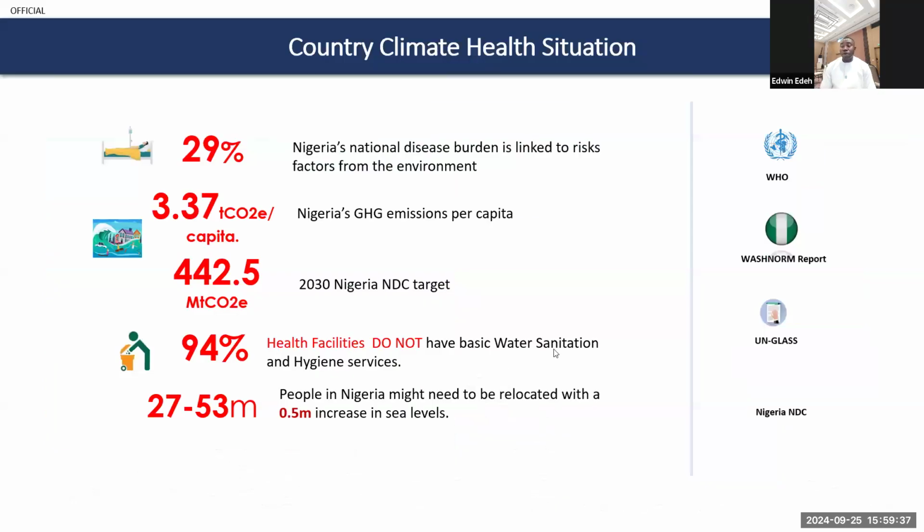Currently in Nigeria, 29% of the national burden of disease is attributable to environmental risk factors. Here we are looking at the combination of water, sanitation, hygiene, and climate-related risks. Nigeria has already signed the Paris Agreement of 2015 on climate change, and it is part of the climate negotiations of the UNFCCC. Greenhouse gas emission in Nigeria is about 3.37 tons of CO2 equivalent per capita. In our NDC, which was updated last year, we have set a target to reduce our emissions to 442.5 metric tons of CO2 equivalent. These are real evidences, and there are predictions that some coastal communities are going to have a lot of displacement affected by flood levels. So indeed, Nigeria is having its own fair share of the reality of climate change.